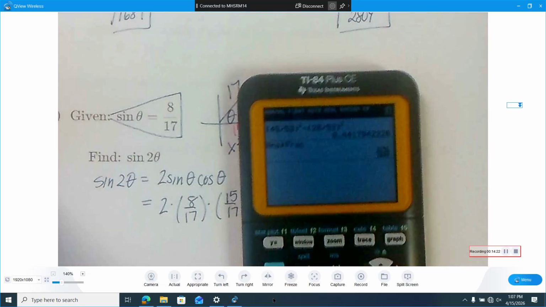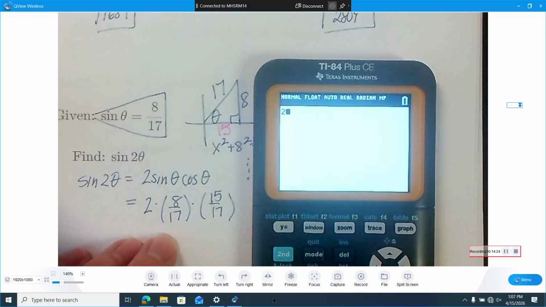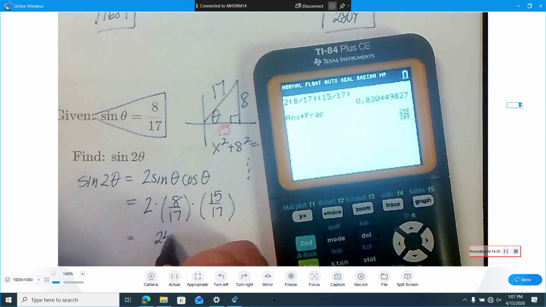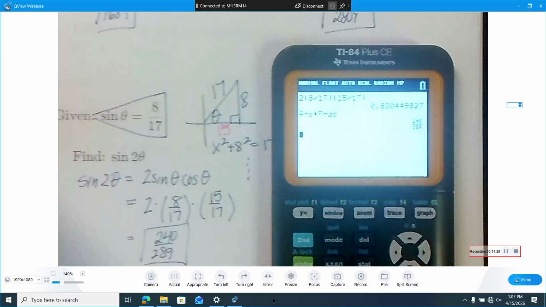So once again, super easy. 8 over 17 times 15 over 17. Just calculator math and math fraction. 240 over 289. Okay. All right, questions for me?